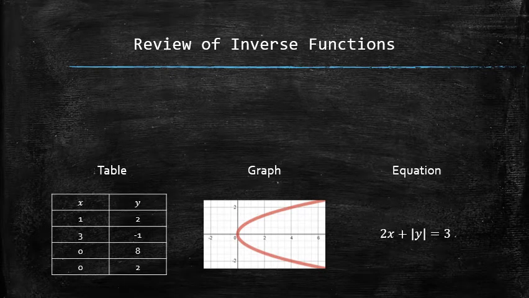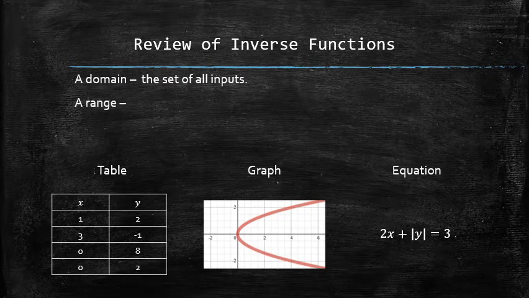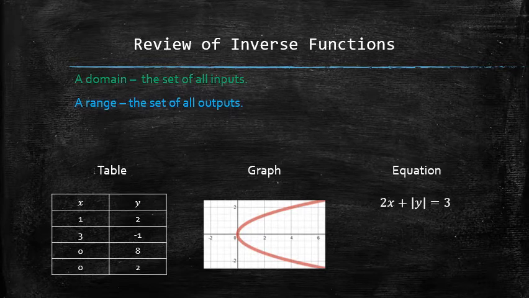We define a domain as the set of all inputs and the range as the set of all outputs. To find the domain of a relation given by a table, we simply list all the inputs. The domain of a relation given by a graph are the values on the x-axis covered by the graph. To find the domain of a relation given by an equation, we can analyze the constraints of the operations involved in the equation, or we can just read it from the graph.